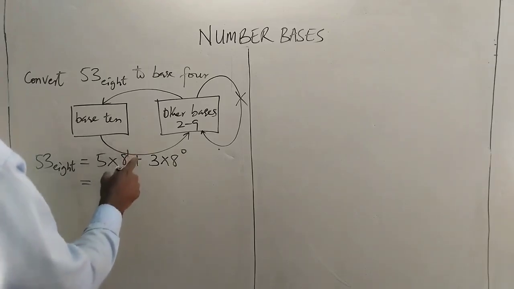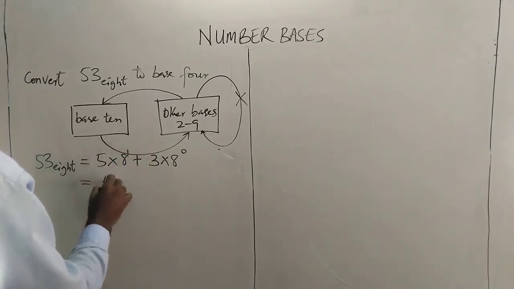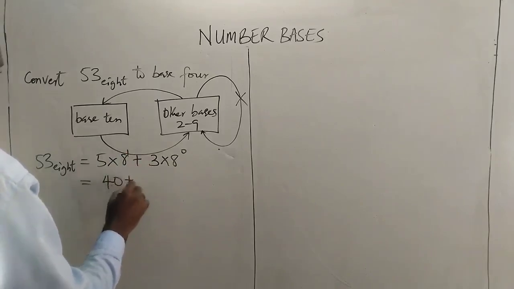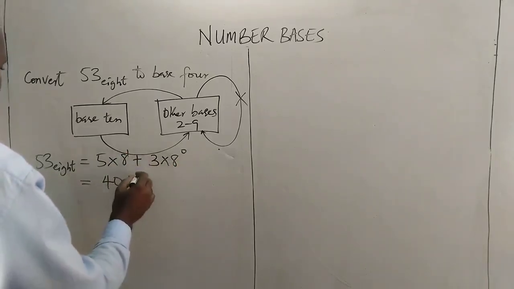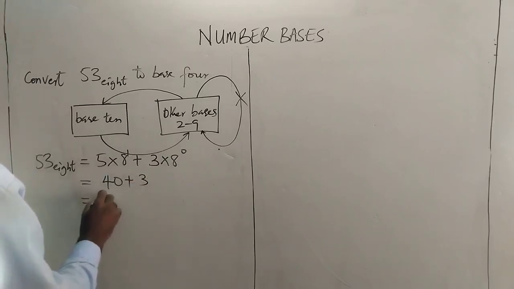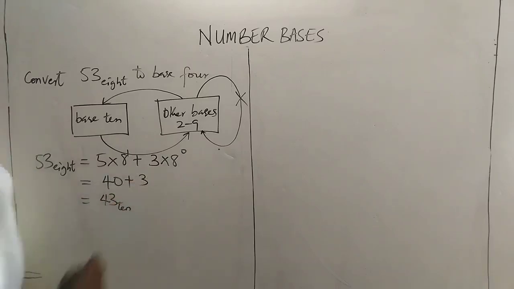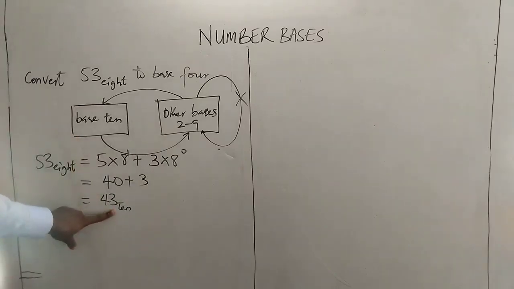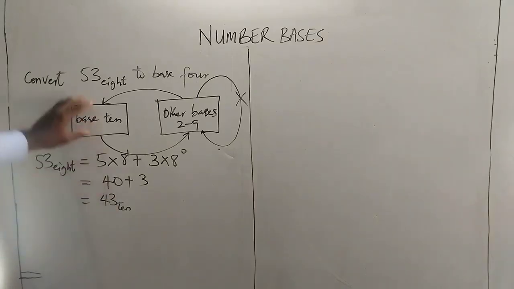So 8 raised to the power 1 is 8. 8 times 5 is 40. 8 raised to the power 0 is 1. 1 times 3 is 3. And you get 4, 3 base 10. So this is what we have in base 10. We have successfully converted 5, 3 base 8 to base 10.